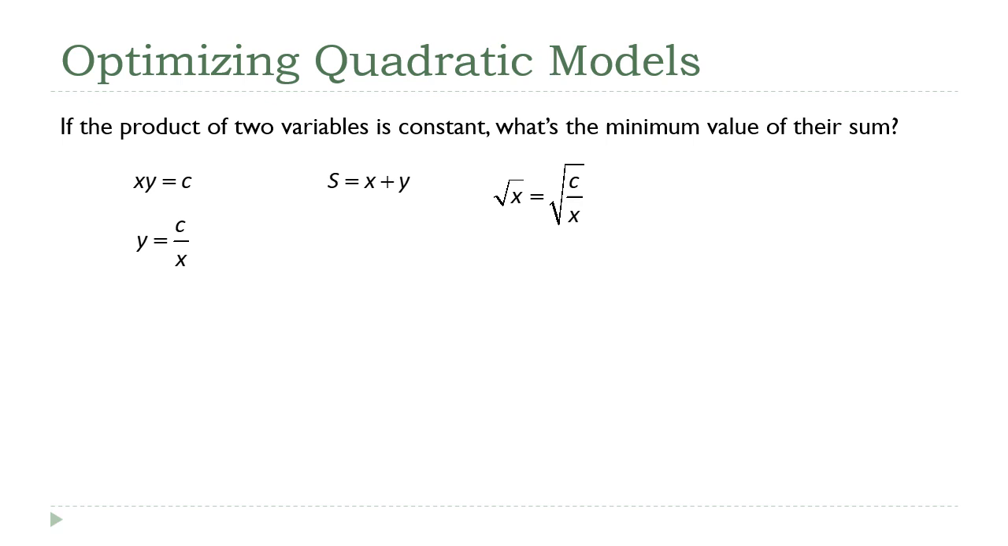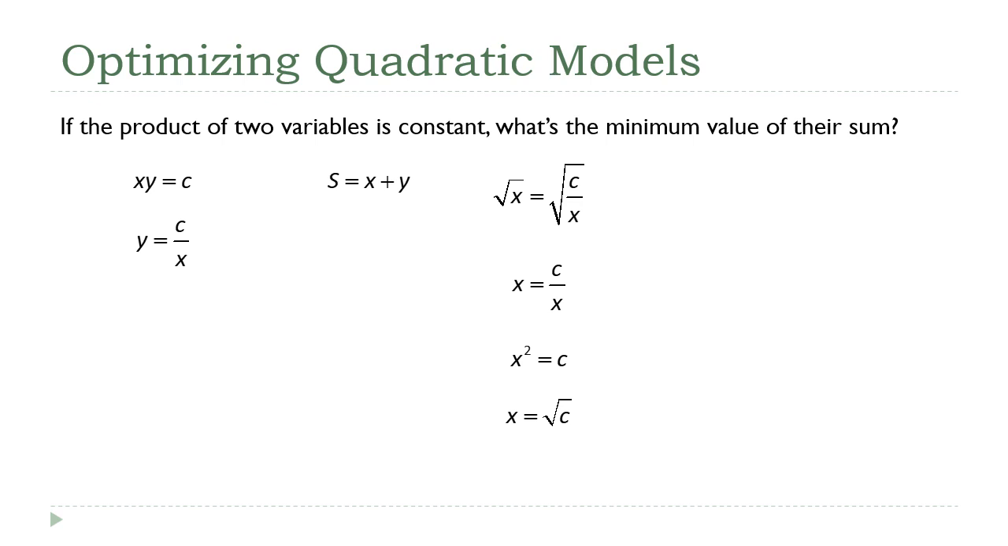Okay, so now I'm going to square both sides. That's going to get rid of the square roots. I've got x equals c over x. Multiply both sides by x. This turns into x squared equals c. And if you take the square root of both sides, we get the result that I was looking for. The minimum value occurs when x is equal to the square root of c.